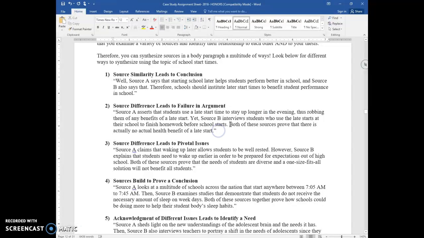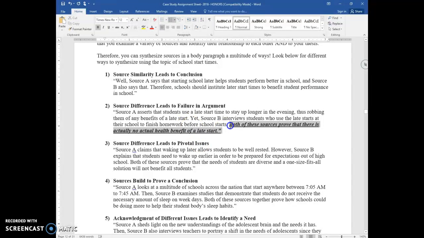So here, I can make the conclusion that both of these sources prove that there's actually no health benefit to the late start. Okay? So I can do that by saying, look, source A shows that students stay up late, and so waking up later is just doing the exact same thing. They're not getting any more sleep. And then source B says kids just use the late start to go to bed at the same time that they were going to bed before. Now they're just waking up the same time to get their homework done.